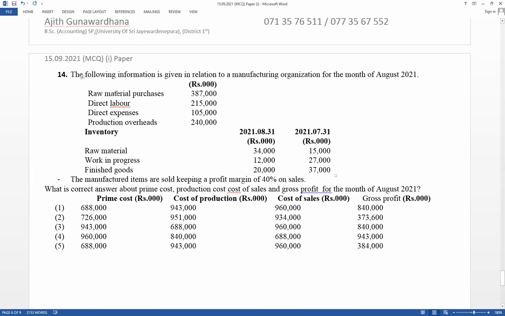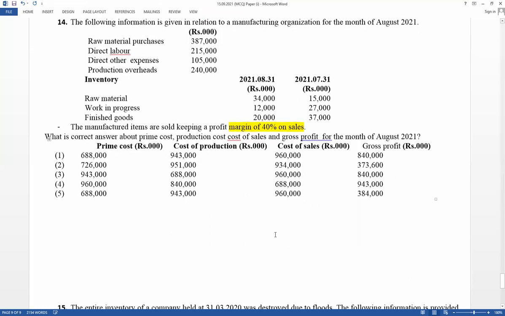Raw material purchase, direct labor, and direct other expense are given, and production overhead is also given. Raw material, work in progress, and finished goods inventories are given. Manufacturing items are sold, keeping a profit margin of 40% on selling price. They ask for prime cost, cost of production, cost of sales, and gross profit. Prepare workings.